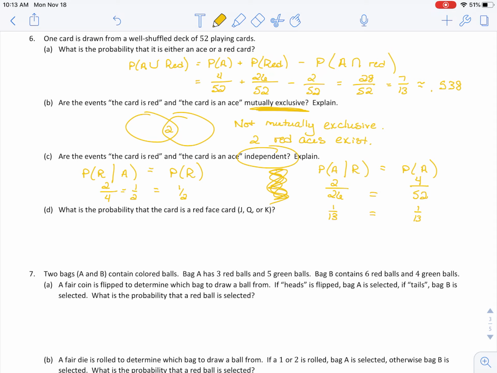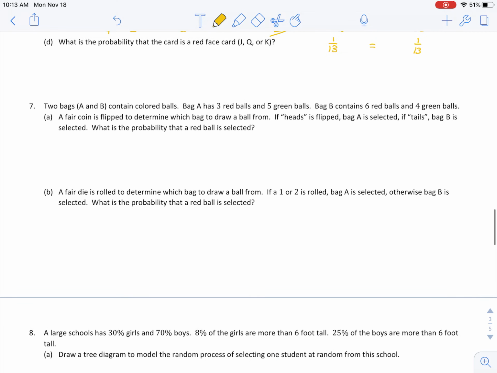And then finally, I want the probability of a red face card. So I got 52 cards that I could be choosing, and I want it to be a jack, a queen, or a king, and it to be red. So there's the jack of hearts, there's the jack of diamonds, there's the queen of hearts, there's the queen of diamonds, there's the king of hearts, there's the king of diamonds. Those are all the face cards that are red. So there are 6 out of 52, which reduces or is approximately 0.11.